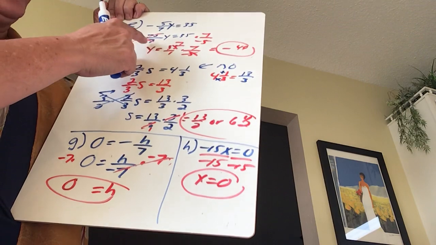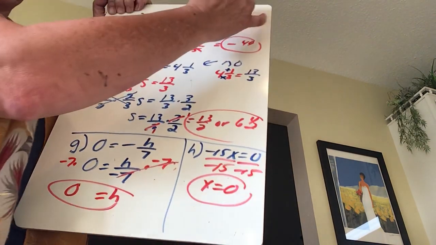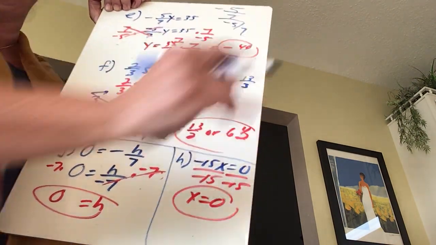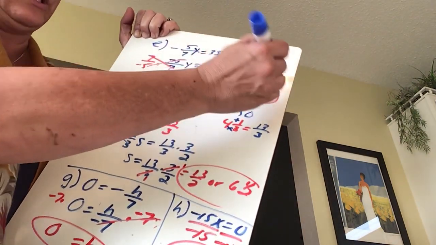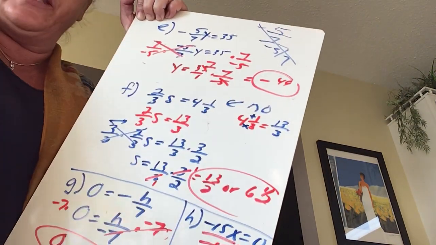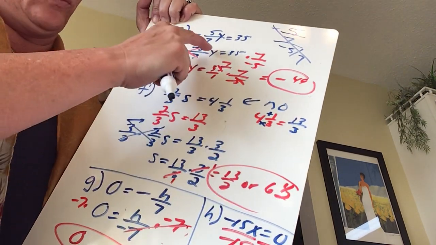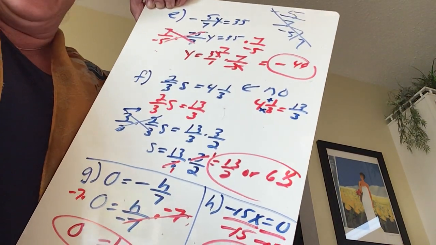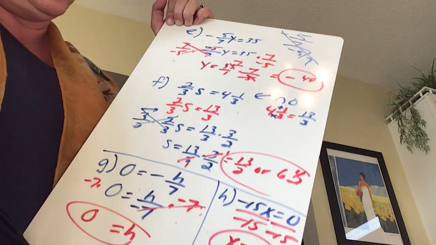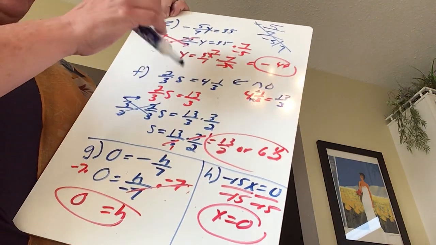So, -5/7 is multiplying y. I could divide by -5/7, but who wants to divide with a fraction? I don't. So I'm going to multiply by the reciprocal. If you have a fraction that has a numerator other than 1, to get rid of it, multiply by the reciprocal. Okay, so I'm going to multiply both sides by -7/5.